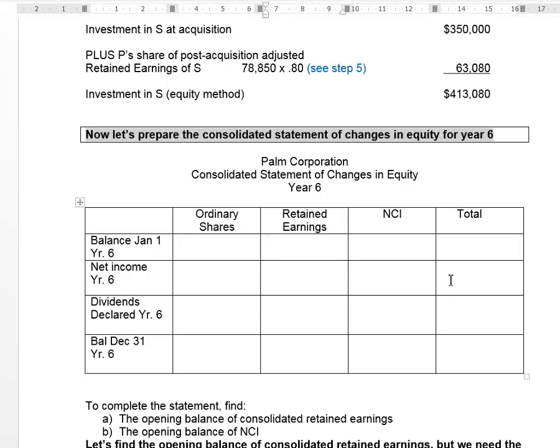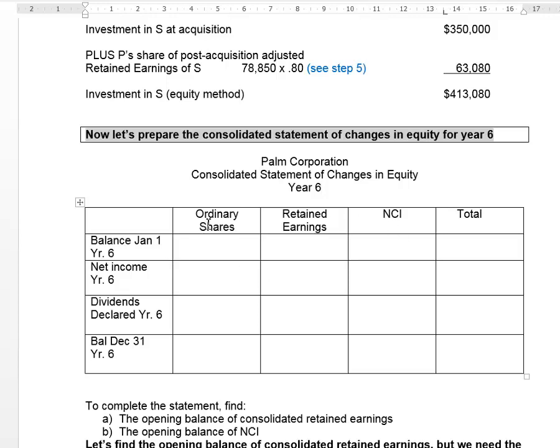We're going to have to calculate that, as well as the opening balance of NCI. Now don't forget, we are calculating opening balances at the beginning of year 6 because we want to know what the changes in equity were from the beginning to the end of the year, right? So we're doing it for year 6, over the year.